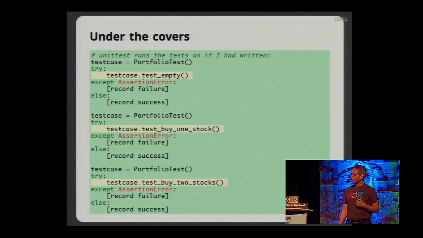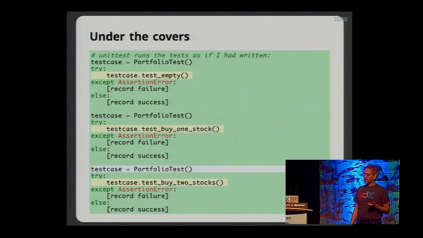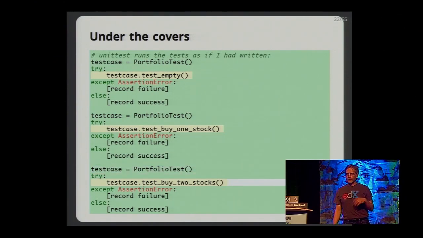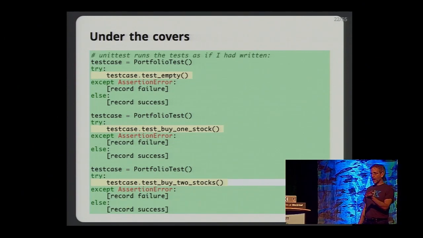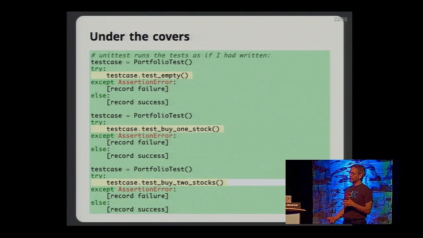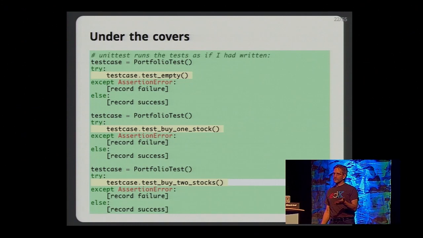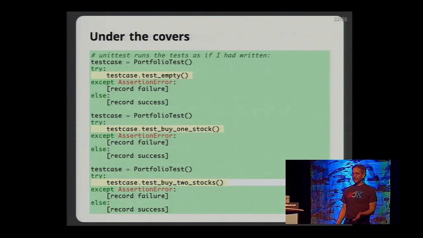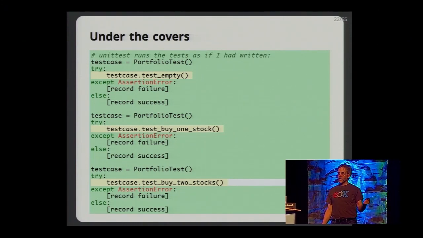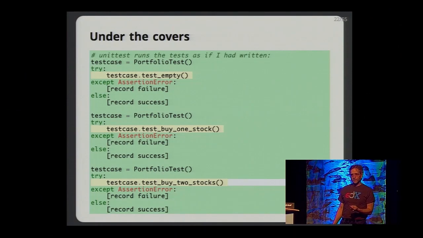Under the covers, what happens again is it makes a test case object, and then it runs a test method, and then it makes a whole new test case object to run the second method, and then it makes a third test case object to run the third method. This is a very different way of using classes. Usually with classes, you make one object to represent a thing, and then you call many methods on it. Here we're going to make a class that has many methods. Each method gets called once on a separate object from every other method.